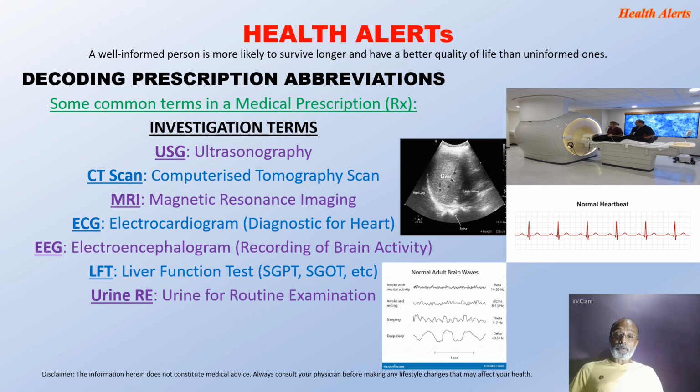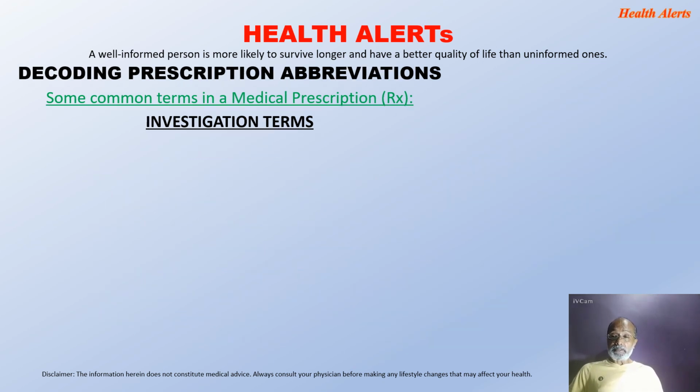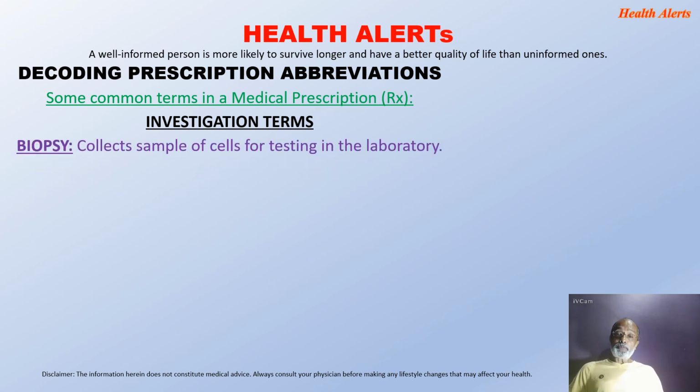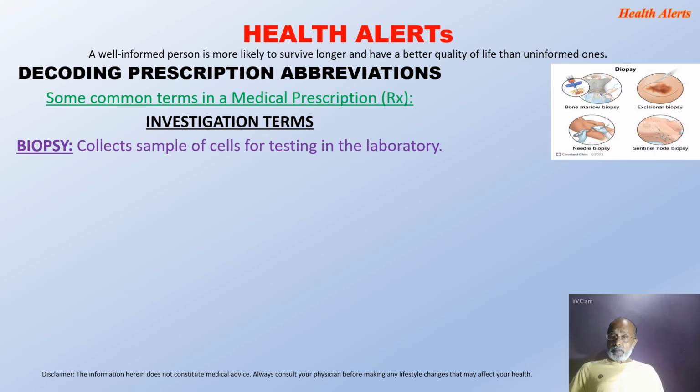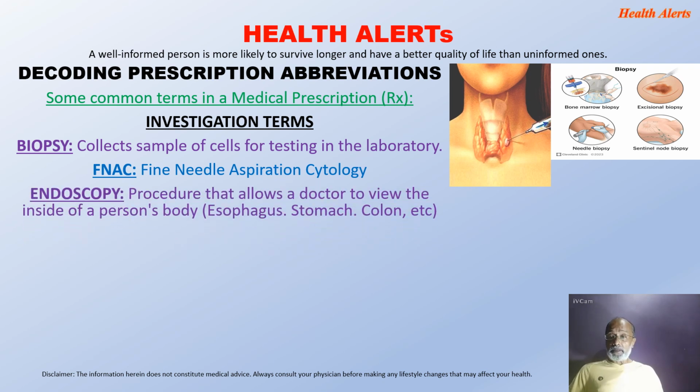Urine R/E means urine for routine examination. Blood R/E stands for blood for routine examination, and occult blood. Occult blood is something which is suggestive if there is any kind of hidden bleeding or concealed bleeding. Biopsy, collect sample of cells for testing in the laboratory. Then comes FNAC, that is fine needle aspiration cytology, that is another form of biopsy. In fact, the samples are taken to test for carcinogenic things.